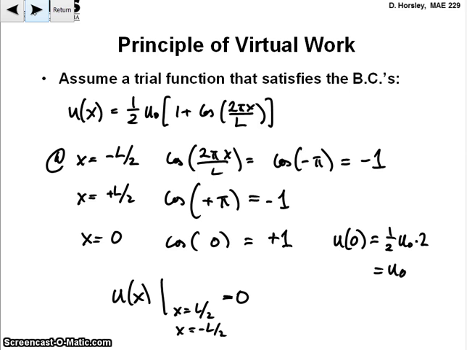Now, if we consider only the bending energy, so we could go through the same calculations that I did in the last lecture, and if we consider only the bending energy when we evaluate our strain energy, then we're going to get actually a linear spring constant. Okay.